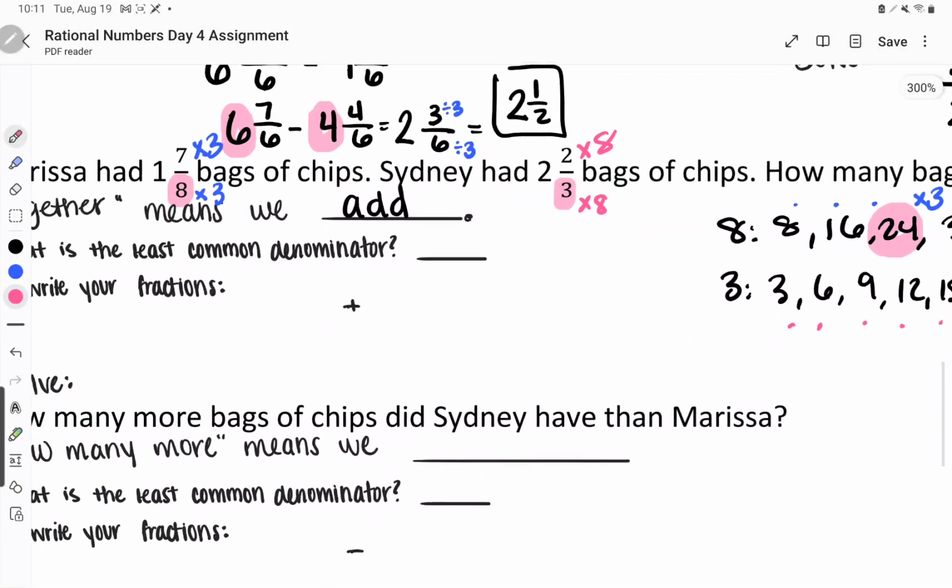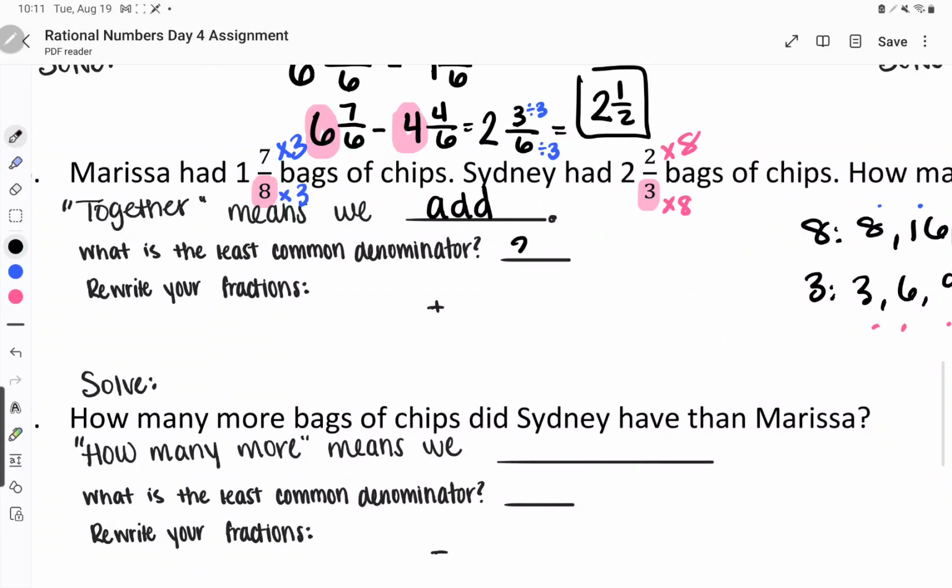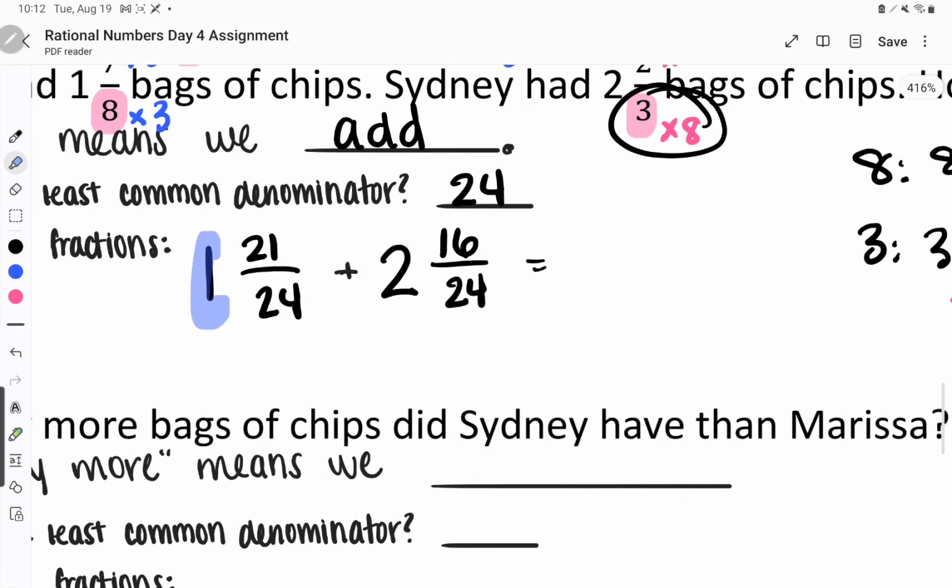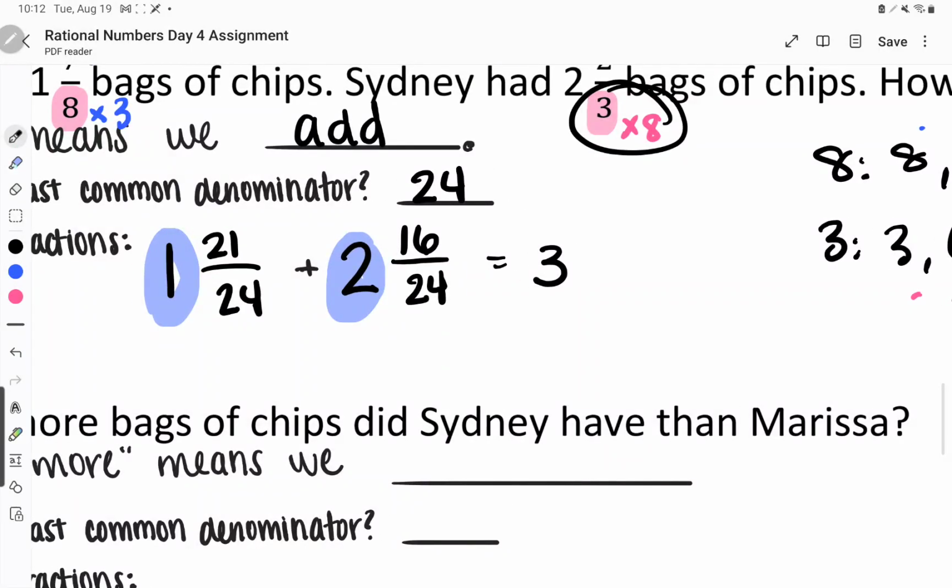And if I multiply this 3 times 8, what else do I need to multiply times 8? 2 right there. So I would rewrite this. My common denominator is 24. And I would have 1. And 7 times 3 right here gives me 21. And then 8 times 3 gives me 24. And then I have plus this over here. So I have 2. And then 2 times 8 gives me 16. And then 3 times 8 gives me 24. I'm going to add my whole numbers together. So 1 and 2 gives me 3. And then I would do 21 plus 16, which is going to give me 37 over 24.